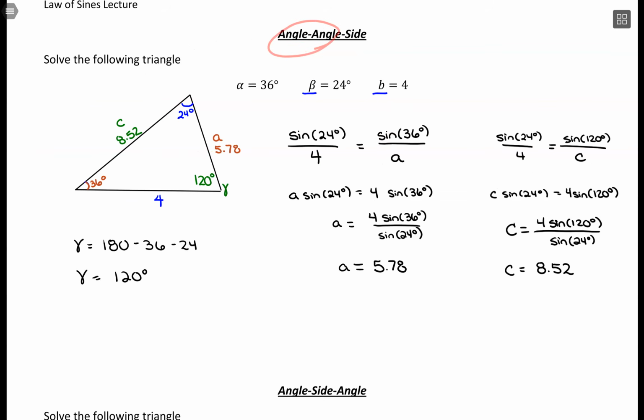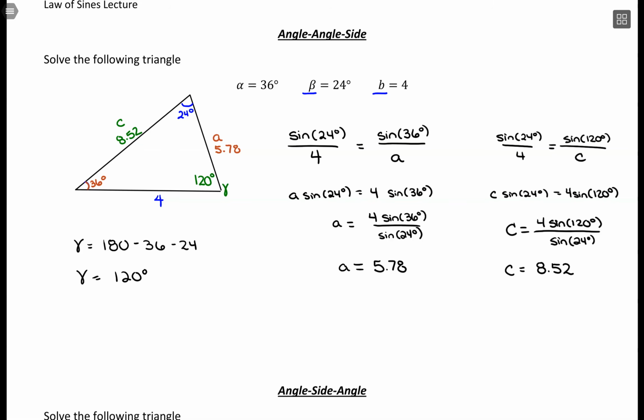So with this case, you'll always have two angle measurements, so you can find the third using this rule with 180 degrees. And then it's just a matter of applying the law of sines twice using different pairings. But you should have one where you have all the information filled in.